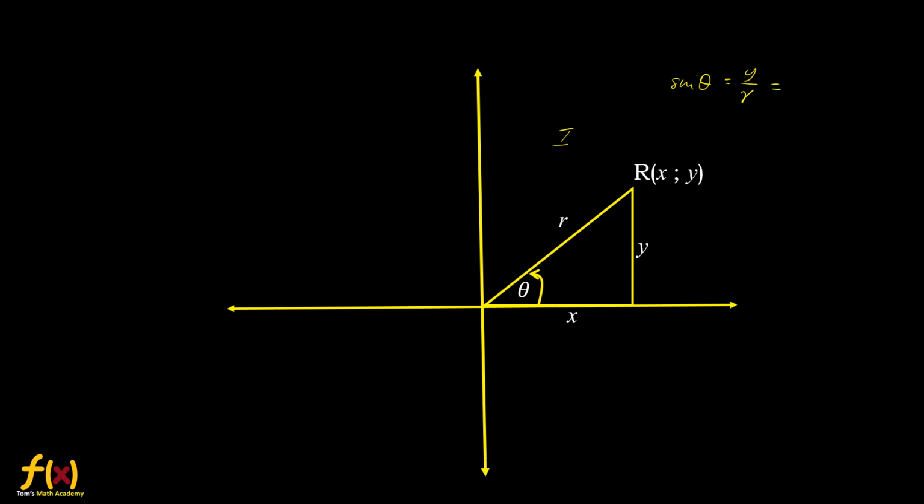r is always positive, okay? But here look at y, above the x-axis. So this part is positive. So we have a positive number there, divided by r is also positive. So we find that sine theta in the first quadrant is going to be a positive answer.